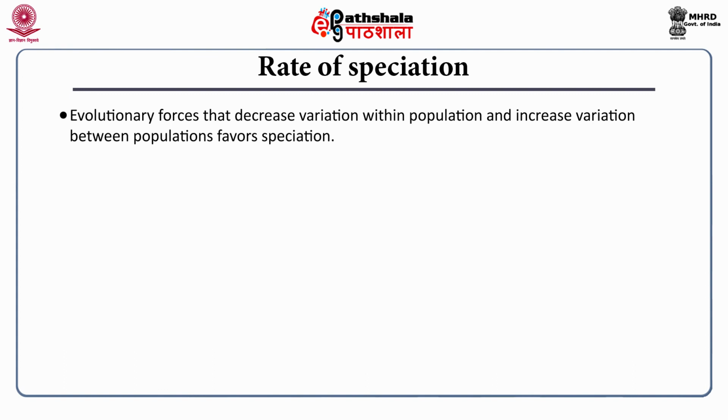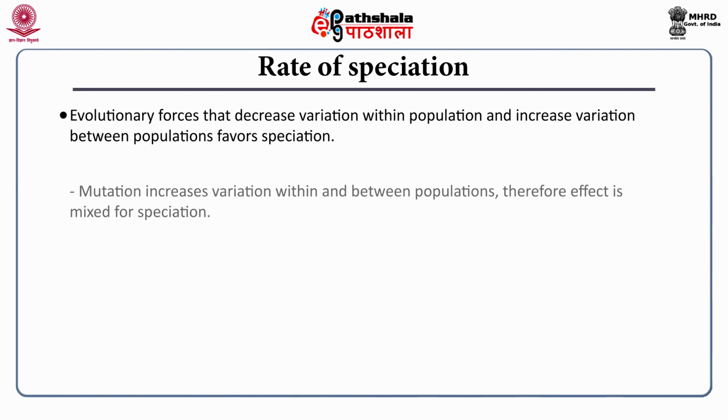Within population, variation should be very less for the second population as well, but between the two populations, the variation has to be very, very large. So, in the case of mutation, what it does is that it simply increases the variation, right? The mutation is totally random, and mutation simply increases the variation either within the population or between two populations. So, the effect is mixed for the speciation.